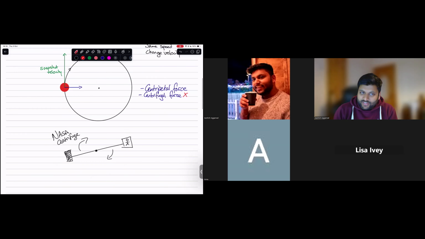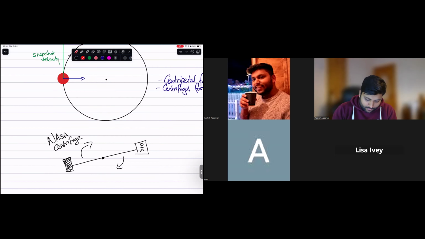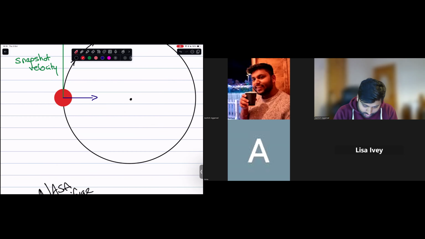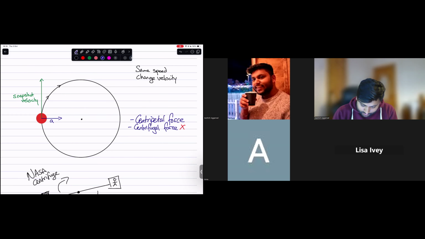And I talked about the acceleration in this NASA centrifuge. This acceleration is this blue arrow. So let's write it here. This is acceleration, so I'll label it A. And A equals centripetal force over here. Okay, so that's the force that's pulling you inwards.